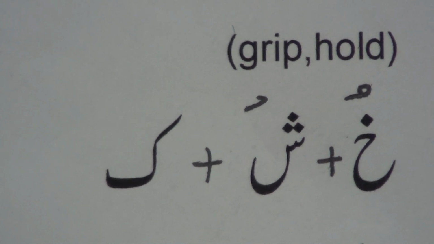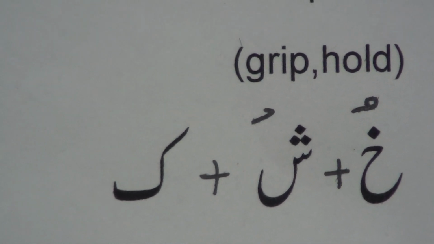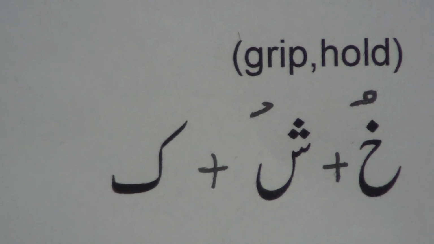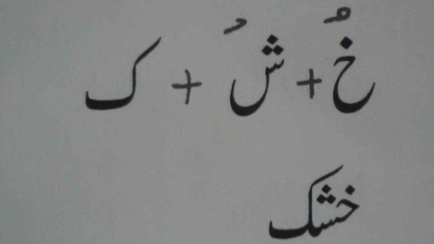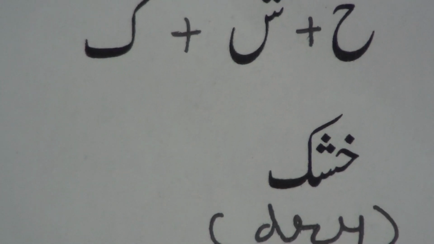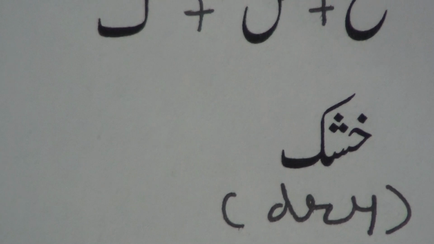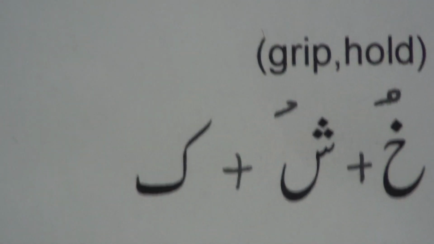Khe pesh khu, sheen with jazm, khush, and kaf, khushk. Khushk is written like this. Khushk means dry.